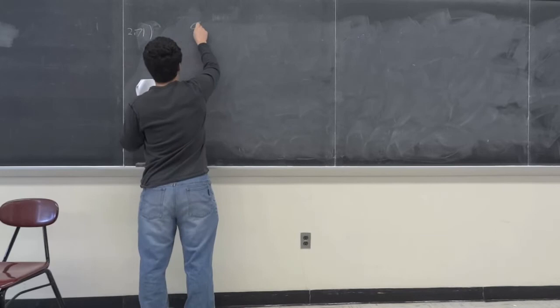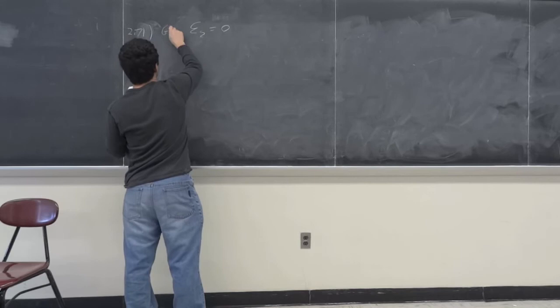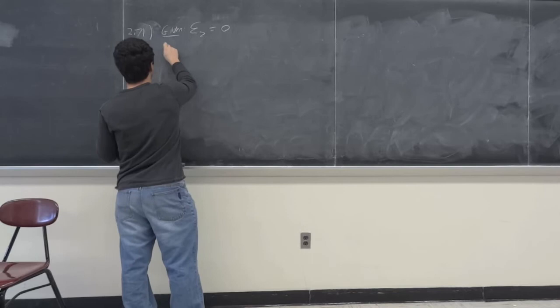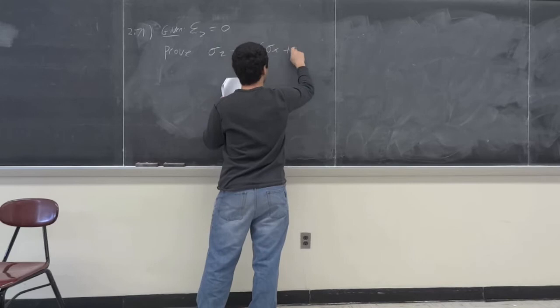They give you this condition called plane strain. So they give you this problem, epsilon z is equal to zero, and they want you to prove, so this is given. Okay, so they want you to prove sigma z is equal to the Poisson ratio times sigma x plus sigma y. So they want you to prove that relationship.